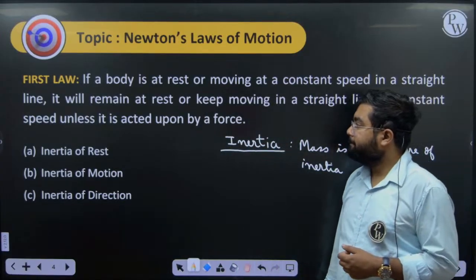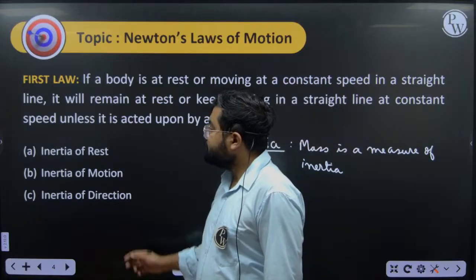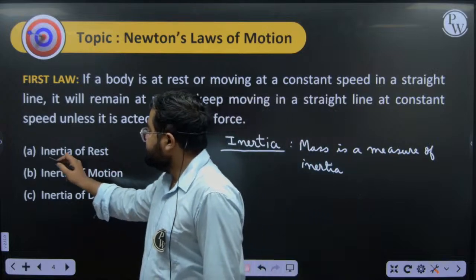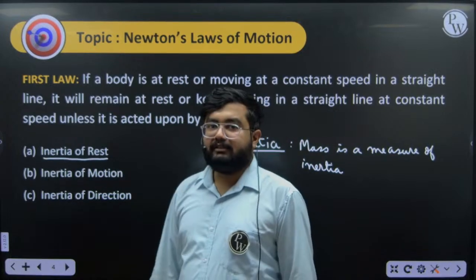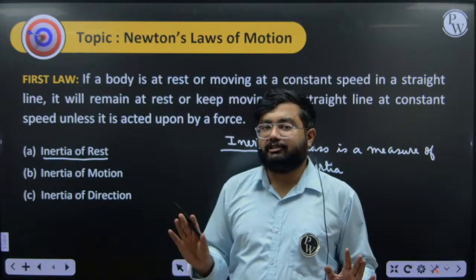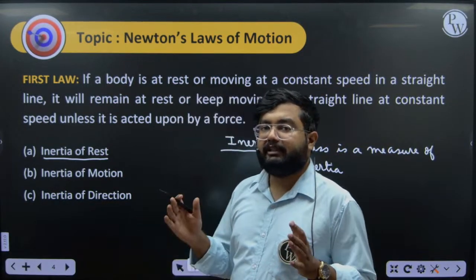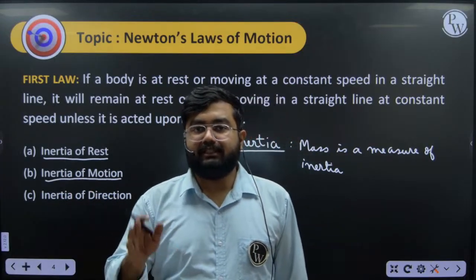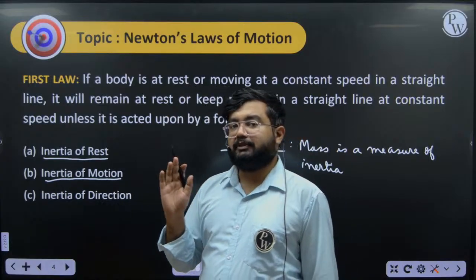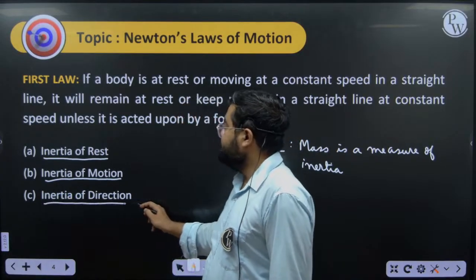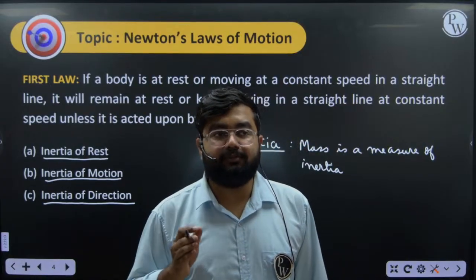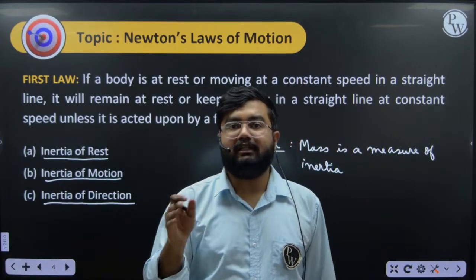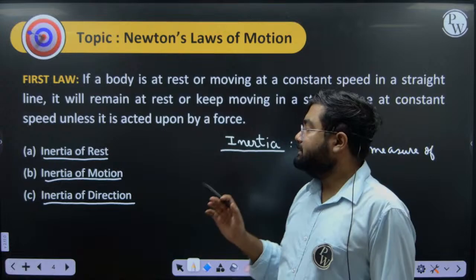Okay, now inertia can be described or divided into three types. First is inertia of rest. This is the tendency of a body to remain at rest. A body at rest tries to remain at rest. Inertia of motion. A body moving with a certain speed wants to move with the same speed. And inertia of direction. If a body suppose is moving north, it will keep moving in that particular direction unless it is acted upon by an external unbalanced force.